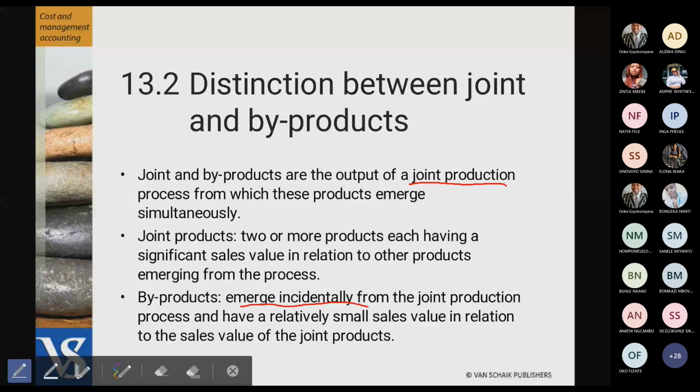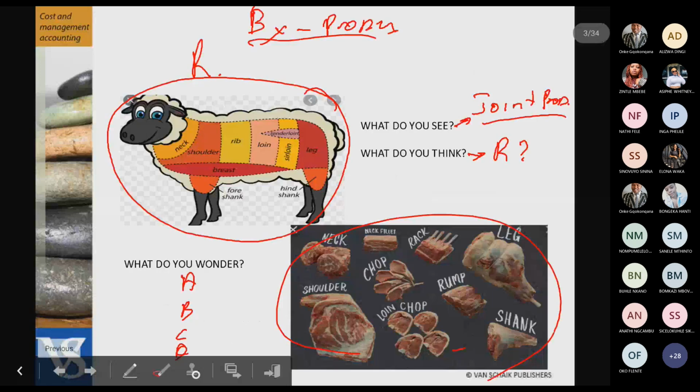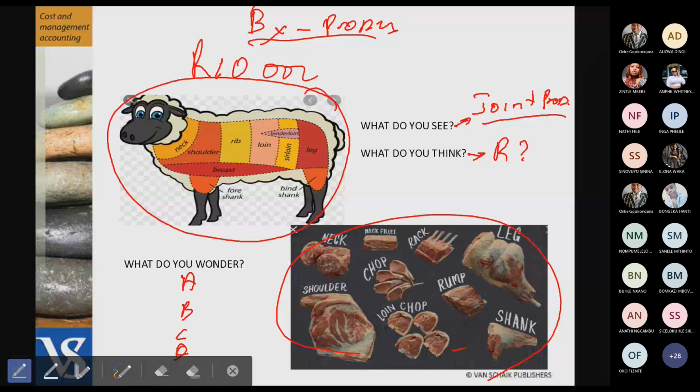So now we could say the difference, guys, between the two, your main product and your byproduct. But what is our role here as the cost accountant? Our role again, guys, is about the cost. How are we going to attach the cost? If you go back to this slide and look at the different types of product that you have here: a neck, shoulder, chops, neck fillet, loin chops, ranks, rump, shank, and your leg. Suppose the total cost of this sheep is 10,000 rands. I'm just making an example for argument's sake.